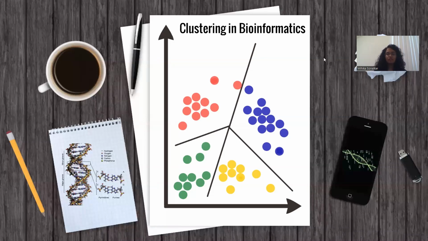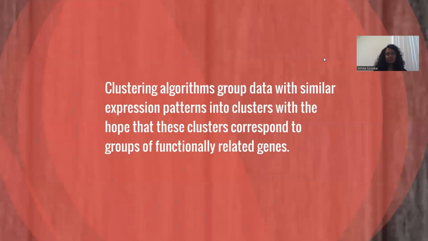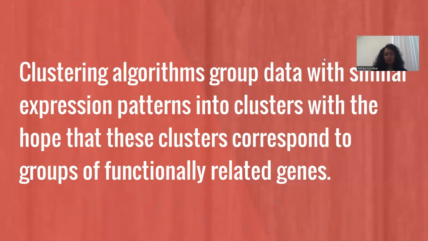So let us understand what clustering is. Clustering is an unsupervised learning algorithm. What does unsupervised learning algorithm mean? It means that we don't have an output variable to train our data against. And so, with clustering algorithms, what we hope to do is to group data or group genes with similar expression patterns into clusters so that these clusters can correspond to groups of functionally related genes.